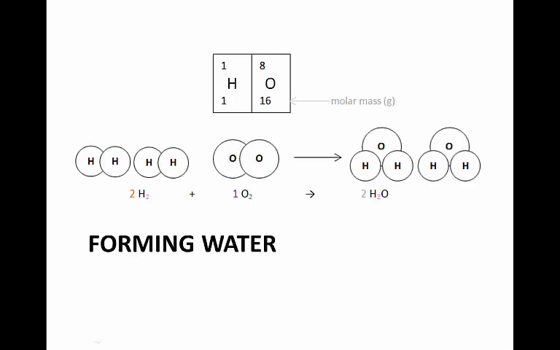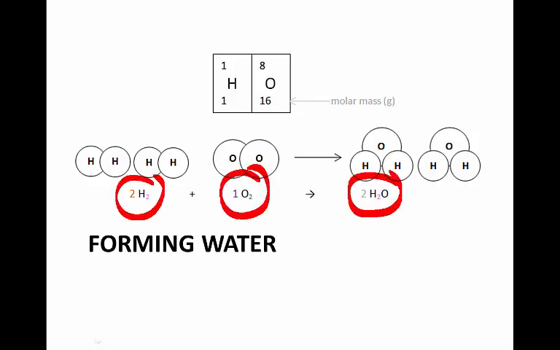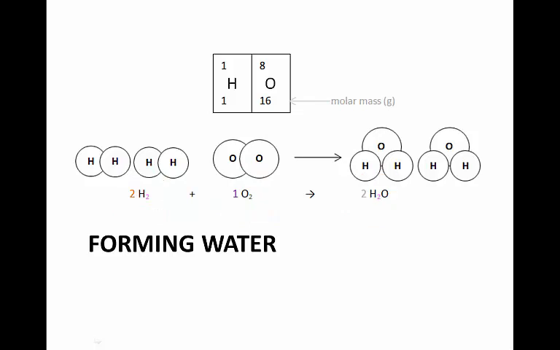How do we solve questions about reactions? Let's take the reaction of hydrogen with oxygen to form water as our first example. The first thing that's important to do is to determine what the balanced equation is for the reaction. So for the formation of water, it's 2H2 plus 1O2. We normally don't write that 1, just O2, gives 2H2O.